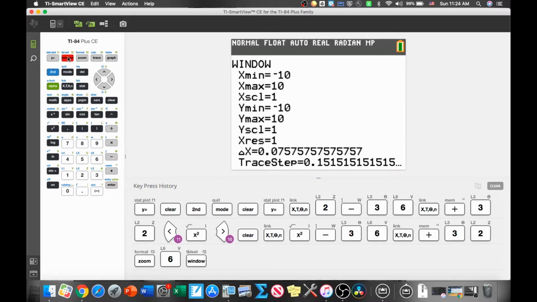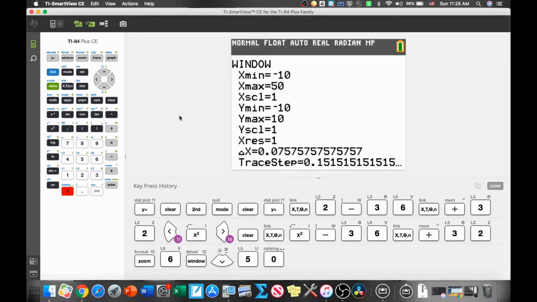So the next thing we're going to do is go to the window key right here, and we're going to adjust our window. Since we know that our vertex is at 18, maybe we want to leave the x minimum at negative 10, but our x maximum, obviously we need to make a lot bigger, because if we want to be able to see the vertex plus both sides of the parabola, then, I don't know, let's just go with 50. I mean, better to be too big than too small.